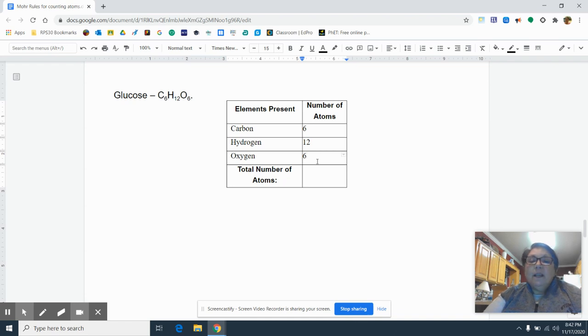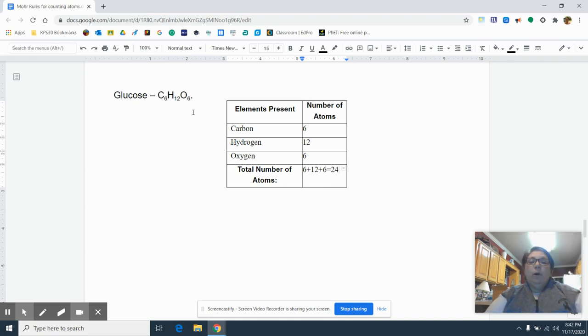So if you want to know, and you're going to have to know this, how many total atoms are there? Very easy. You simply add them together. So 6 plus 12 plus 6 equals 24. I did it real easy. I said 6 plus 6 is 12. 12 plus 12 is 24. Guys, it's really that easy.